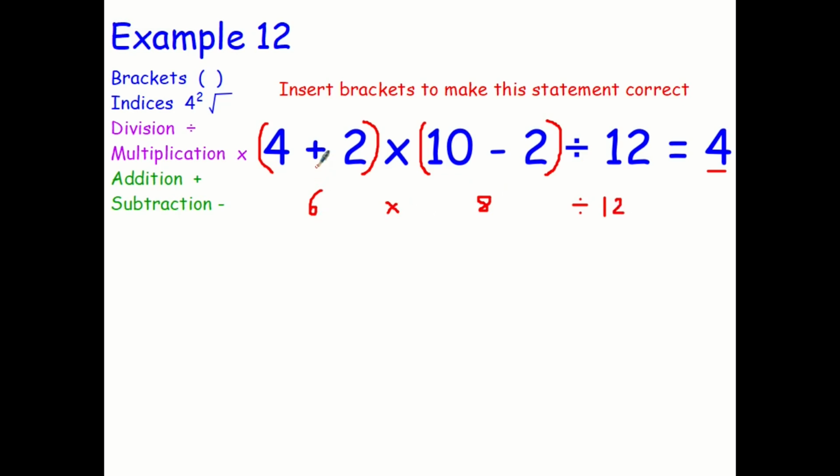So look, I've put brackets around the 4 plus 2 to give me 6. I've put brackets around the 10 minus 2 to give me 8. And then remember, even if there's a multiplication and division in the same number sentence, you work from left to right. 6 times 8 is 48. 48 divided by 12 is 4.